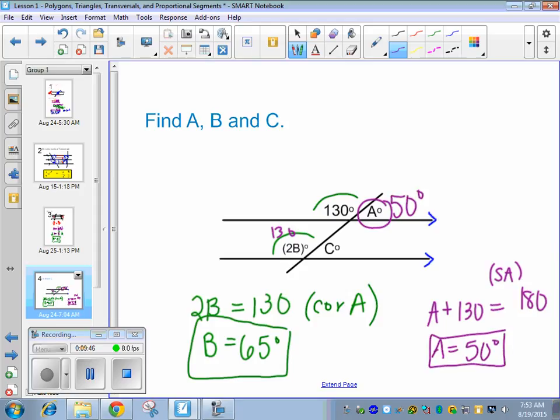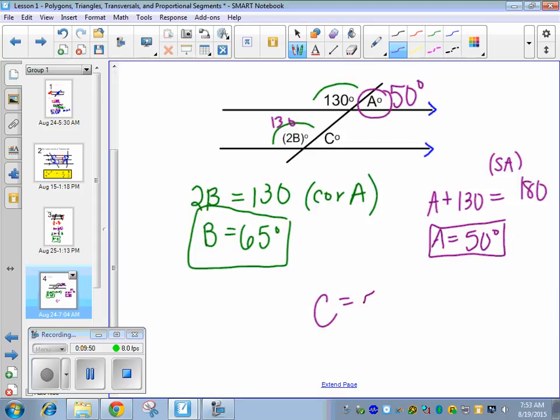If A is 50 degrees, what is C? Yeah, we just know C is 50 degrees. How do I know? It is corresponding with the other one. I lost my pen. Come back. Oh, and we're back. There we go.